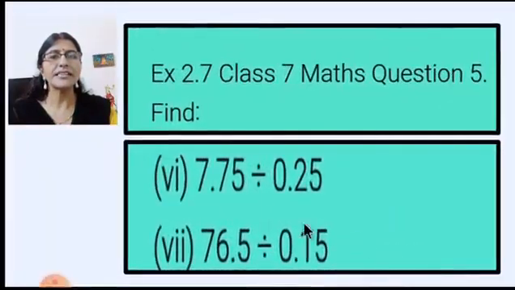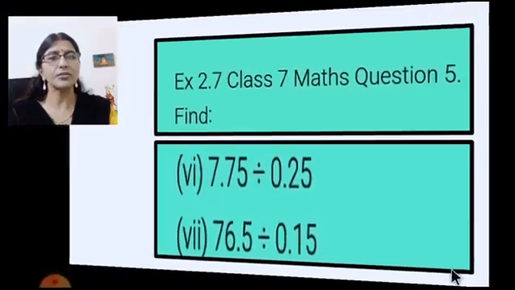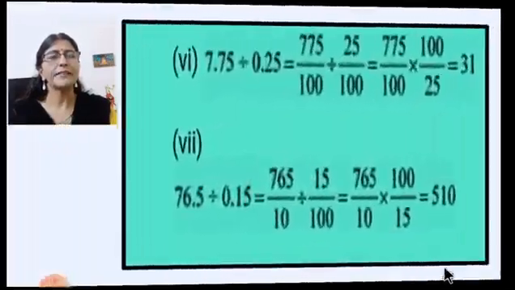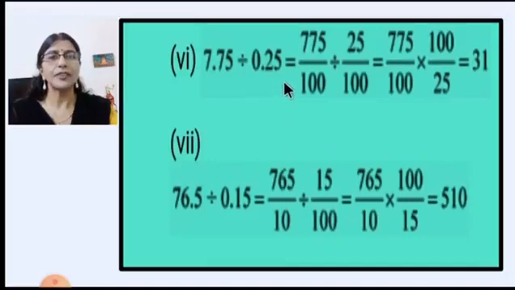Now one more division is there. This is question number 5 of the same exercise 2.7: 7.75 divided by 0.25, and 76.5 divided by 0.15. So here the decimal point is in both, in the dividend as well as the divisor. So let us see how to divide. 7.75 divided by 0.25. The same way we are going to convert this into fraction. So it will be 775 upon 100. Now you have learned how to remove the decimal point by multiplying the numerator by 100. Here also 1 will be multiplied by 100. So 775 upon 100 divided by, this also will remove the decimal point, 25 upon 100.